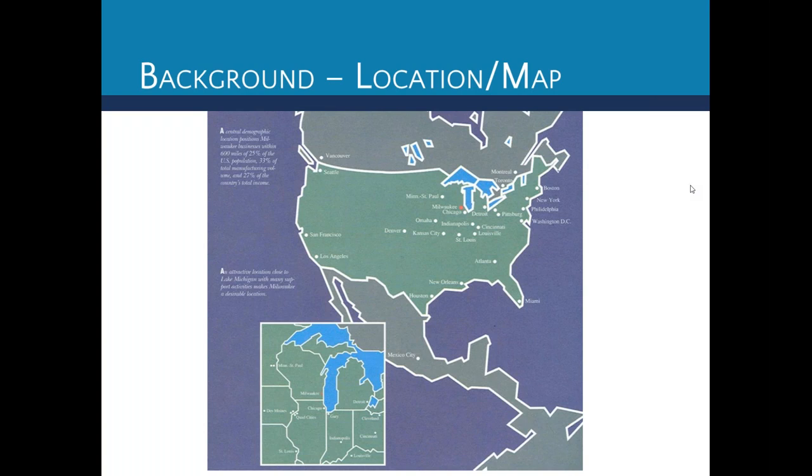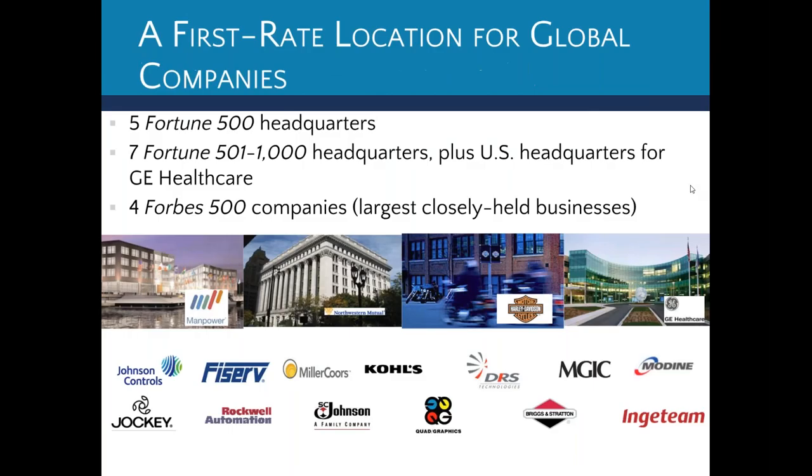Next slide, please. Milwaukee is home to numerous well-known, successful companies, including five different Fortune 500 headquarters, such as Northwestern Mutual, Rockwell Automation, Harley-Davidson. We're also home to GE Healthcare and Johnson Controls as well. Next slide.